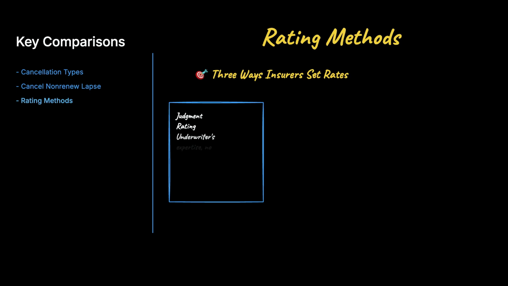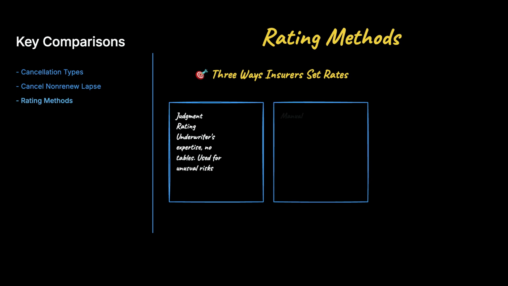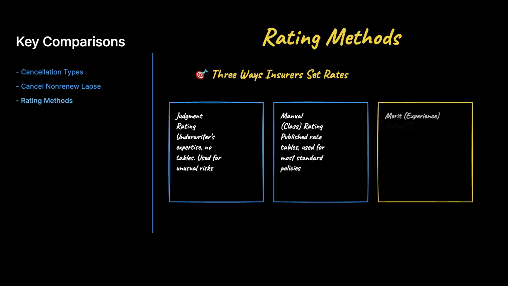One more trio. The 3 ways insurers set rates. Judgment rating leans on the underwriter's expertise, with no tables used for unusual one-of-a-kind risks. Manual or class rating uses published rate tables for most standard policies. Merit or experience rating adjusts the manual rate using the insured's own loss history, common in workers' compensation.